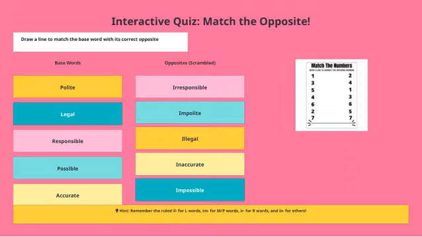"Ill" usually goes with words that start with L, like legal, making it illegal. "Im" is for M and P words like possible, turning it into impossible. "Ir" is for R words like responsible, which becomes irresponsible. "In" is generally used for other words like accurate, which turns into inaccurate. This exercise is not just about matching words. It's about grasping these common prefixes and how they flip the meaning of a word to its opposite. So take your time, think about the rules, and see if you can master these opposites.